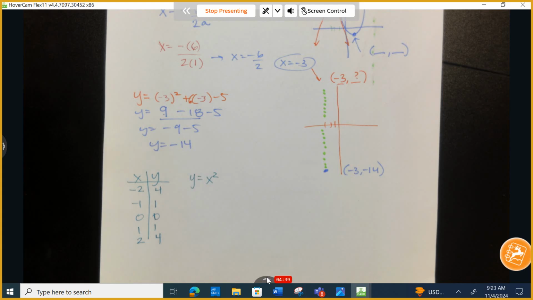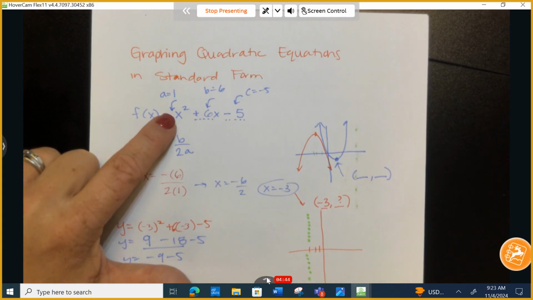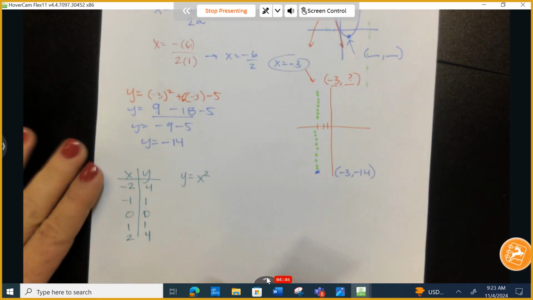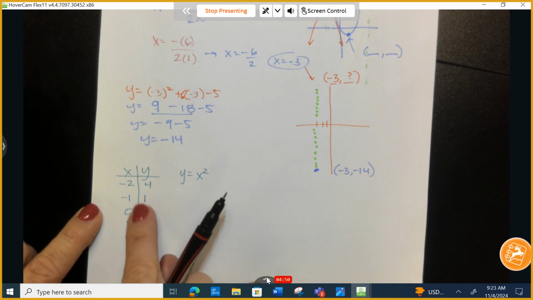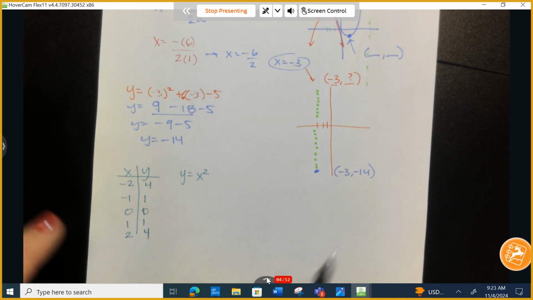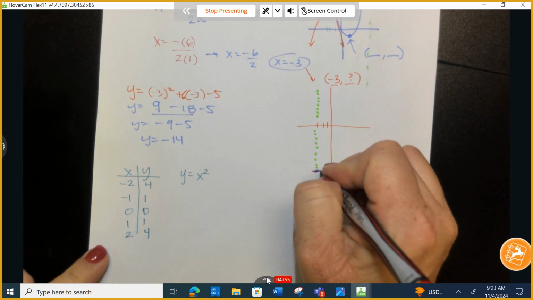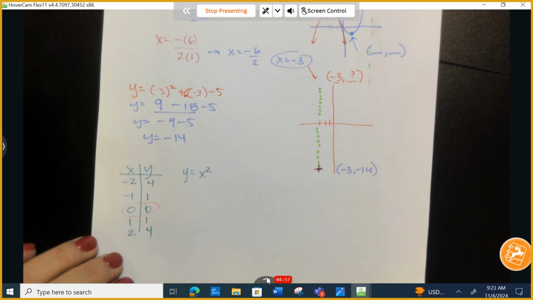As a reminder, going back to what we talked about last week, we're going to look at the a value. When the a value is a 1, well, taking 1 times the y values doesn't change anything. 4 times 1 is still 4. 1 times 1 is still 1. 0 doesn't change anything. This is my bullseye. My bullseye is always 0, 0.